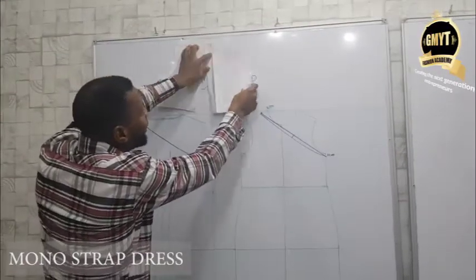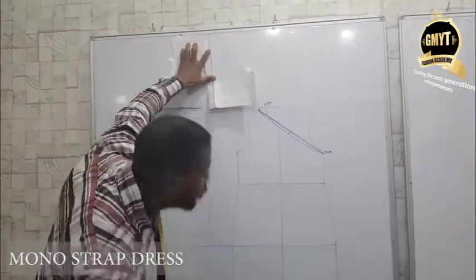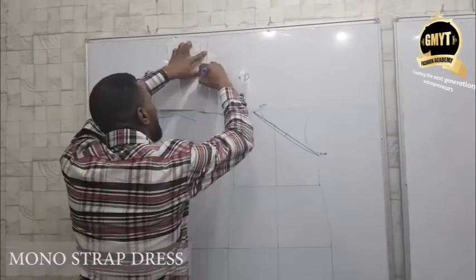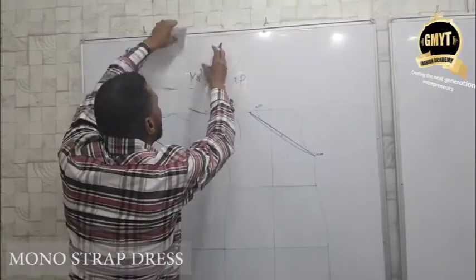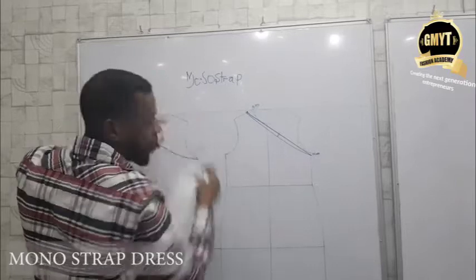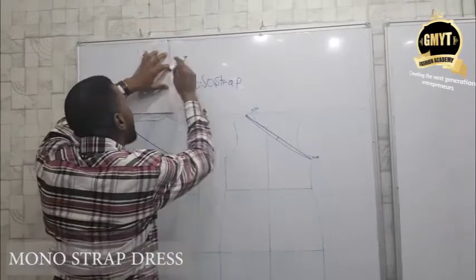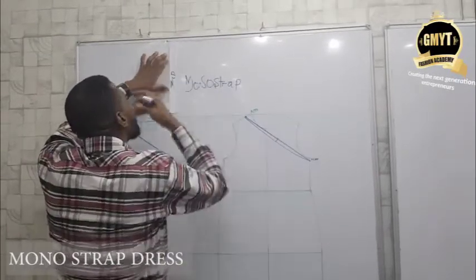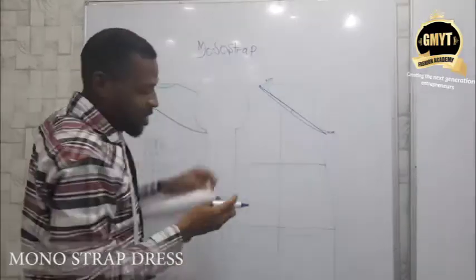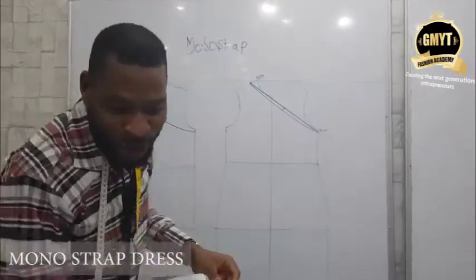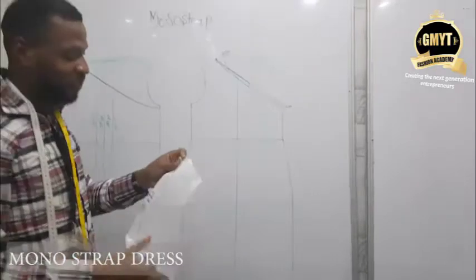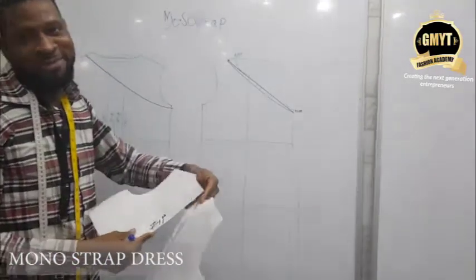So I've added my zipper allowance, which you have seen. This is my zipper allowance, and on this side also my zipper allowance. Now look at this simple analogy. It will save you a lot of time.